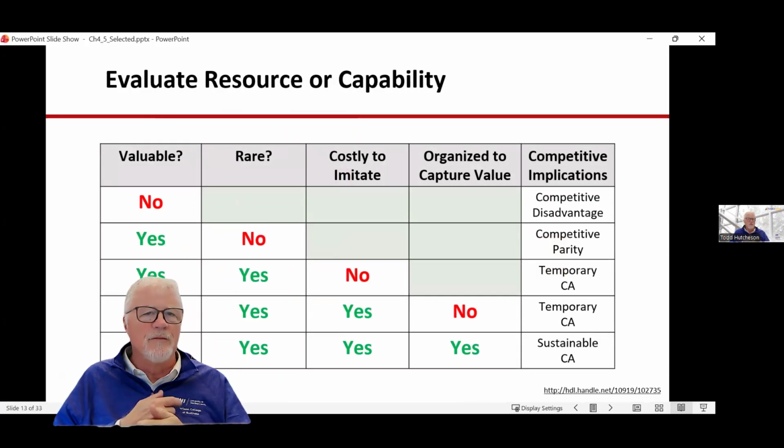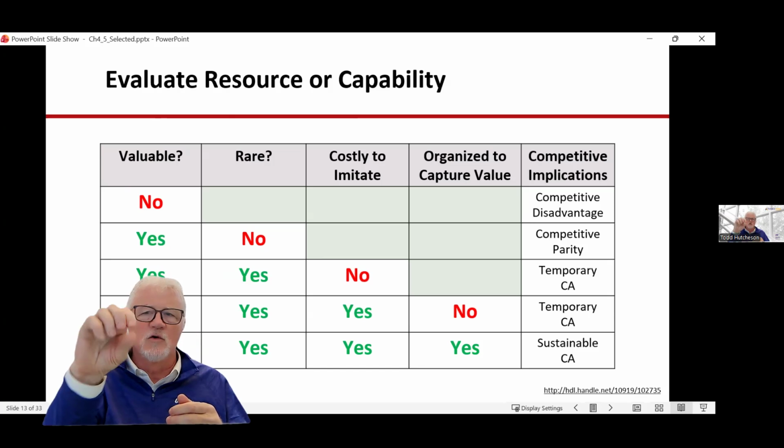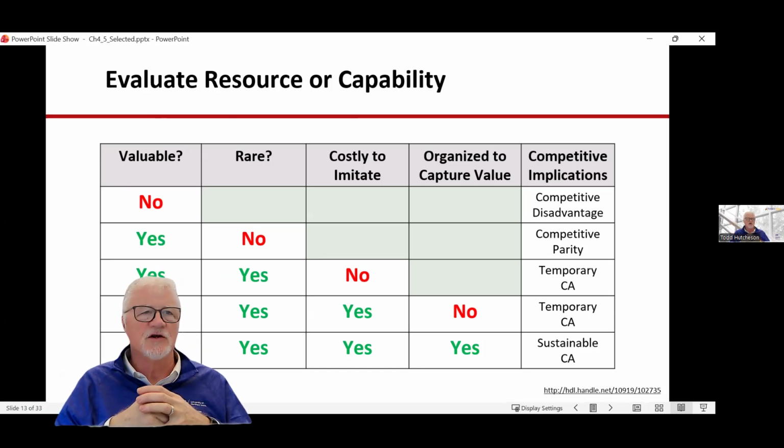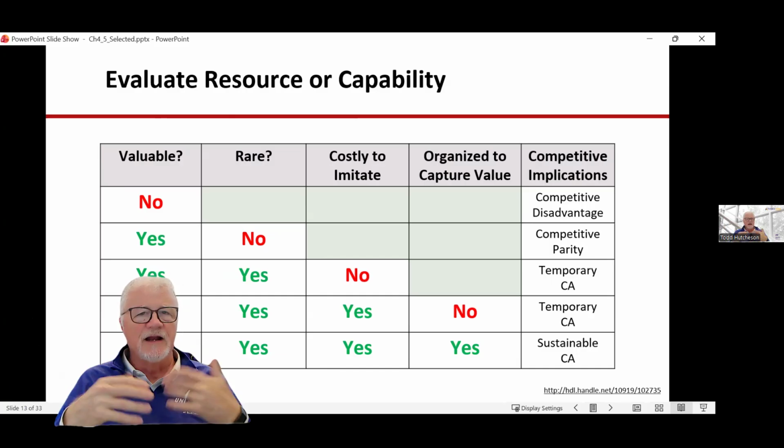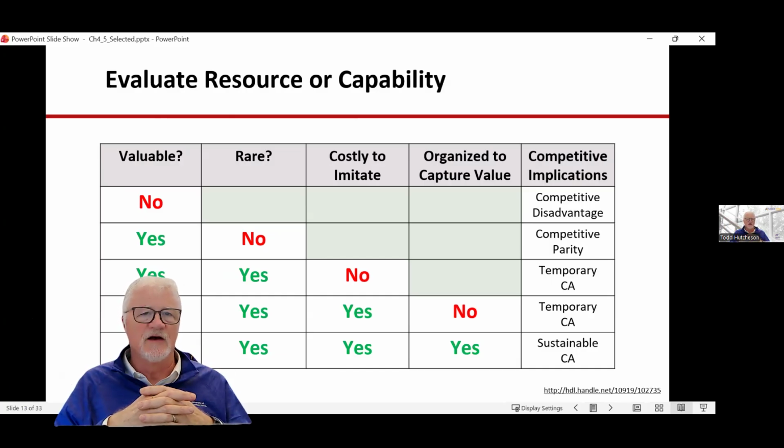In chart form, it may make a little more sense and be a little more straightforward. So our four questions, and then the implication on the right-hand side. Looking at an individual resource we've identified, is it valuable, rare, costly to imitate, organized to capture value? If it's no, you can go straight down the list and look across to see what competitive implications that means. If we answer yes to all four, we have a sustainable competitive advantage, which is what's shown on the bottom row.